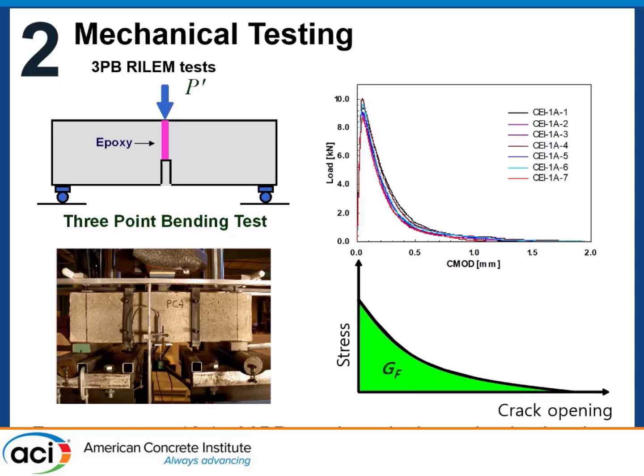And you can use that as one of the fundamental properties to model your structure, because you have that information of how much energy it takes to drive a crack through this interface between concrete and epoxy. So as you can see here, these are some of the results that were obtained: the load versus CMOD at the top, and at the bottom the fracture energy that is derived from this testing, and what information you can use in that case.